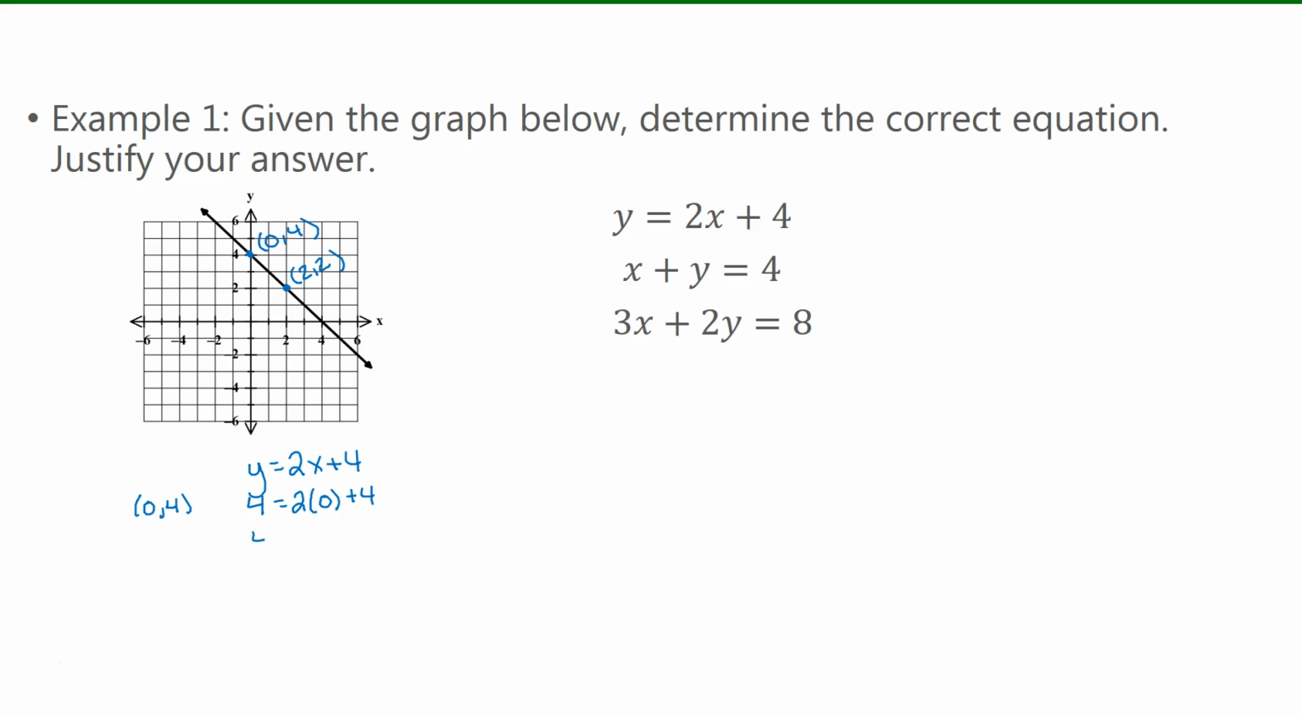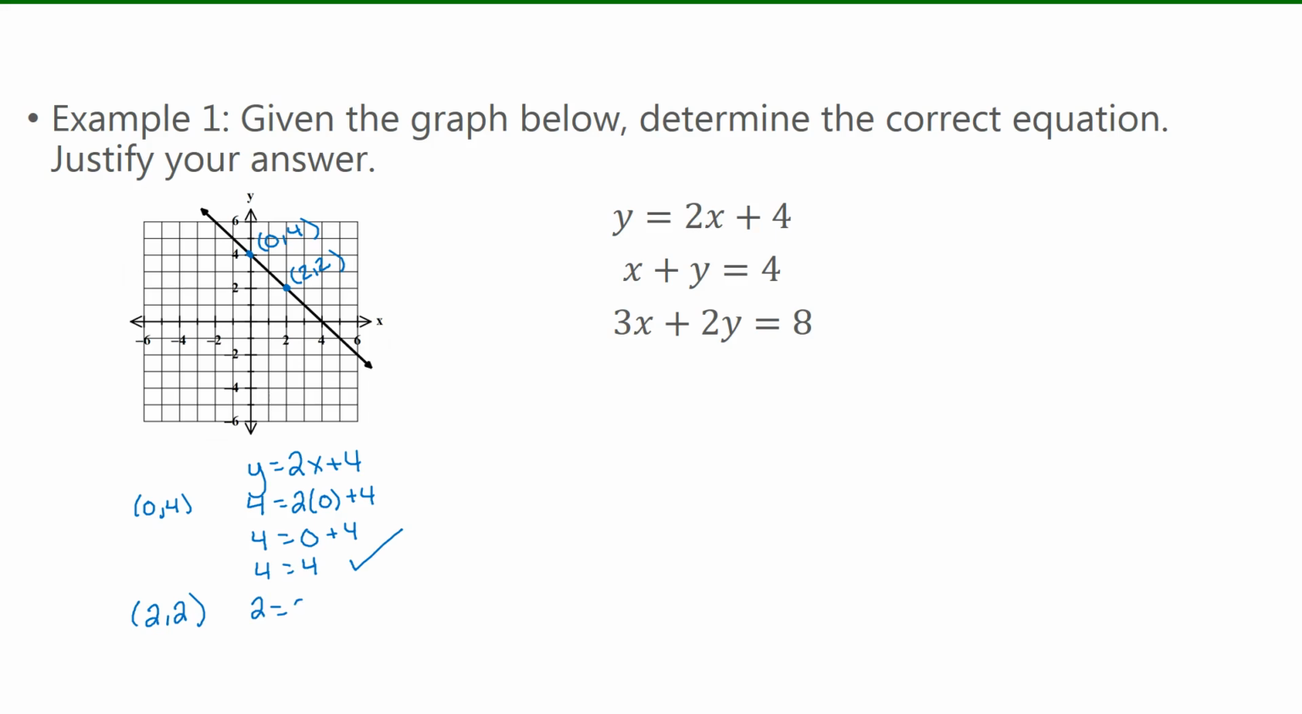And when I simplify this, I'm trying to see if the left-hand side of the equation is equal to the right-hand side of the equation, which we do have here. 4 is equal to 4. So (0, 4) satisfies that equation. But checking just one point is not enough to match the equation. We need to check another point, so that's why we have (2, 2) picked.